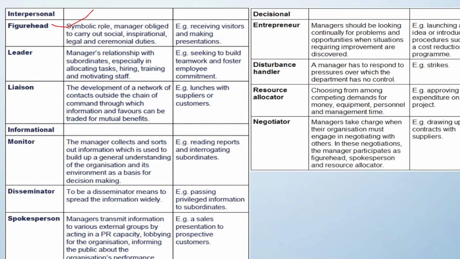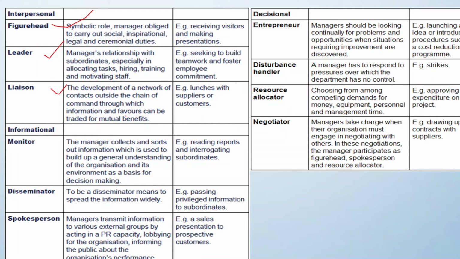Then it comes liaison. Liaison means mediating. When the development of a network of contacts outside the chain of command through which information and favors can be traded for mutual benefits. So managers can work as liaison because they have to build a network of contacts outside the chain of command.